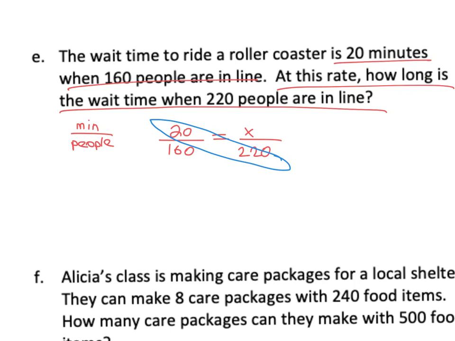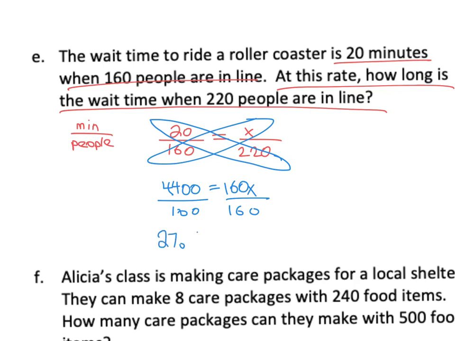20 times 220 is 4,400 equals 160 times x is 160x, and then our last step is to divide each side by 160. Okay, and what we get is 27.5, and remember that we're talking about minutes, so 27.5 minutes equals x. So that would be our answer.